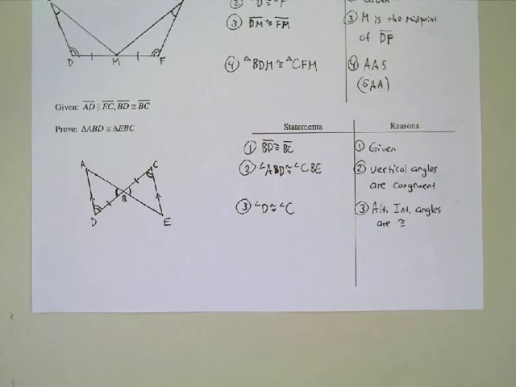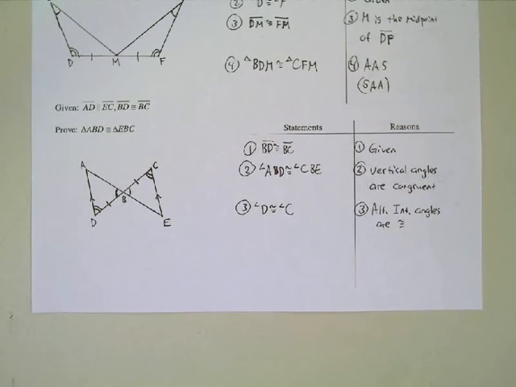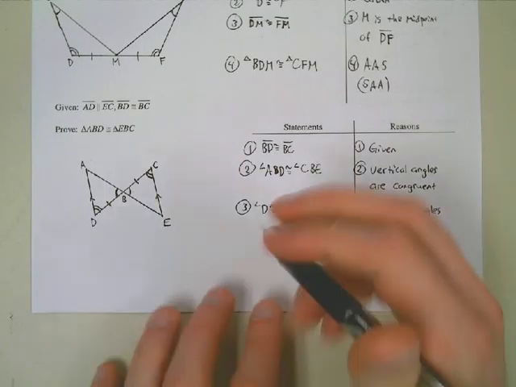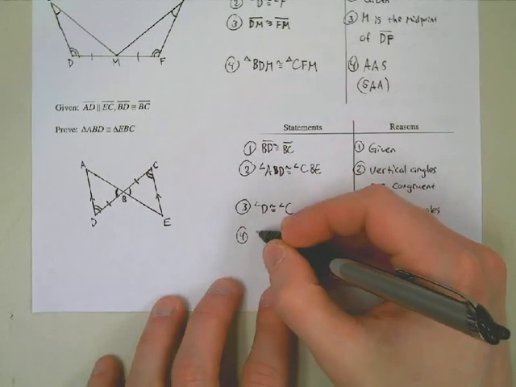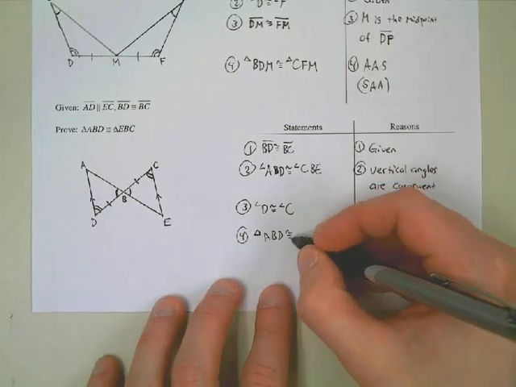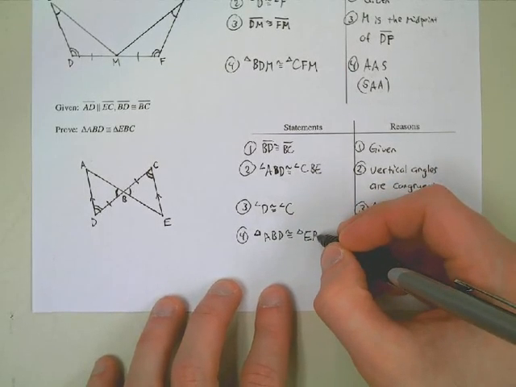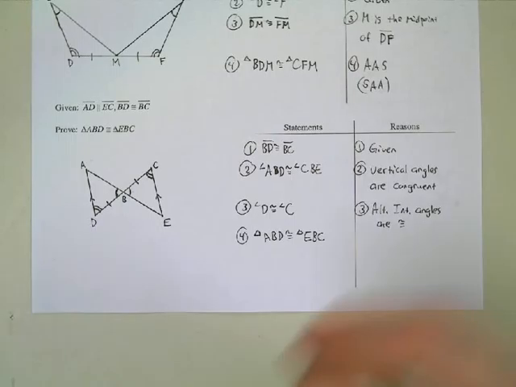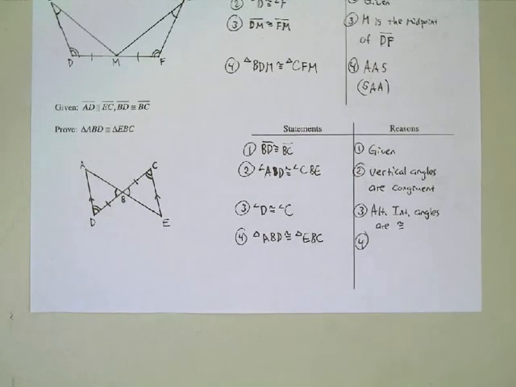Okay, we have three congruences, so we're ready to prove this triangle congruent. So triangle ABD is congruent to triangle EBC. Okay? And so what congruence is this, though? What congruence is this? I'm going to go to Curtis here. When you're done writing there, Curtis. What congruence is this?